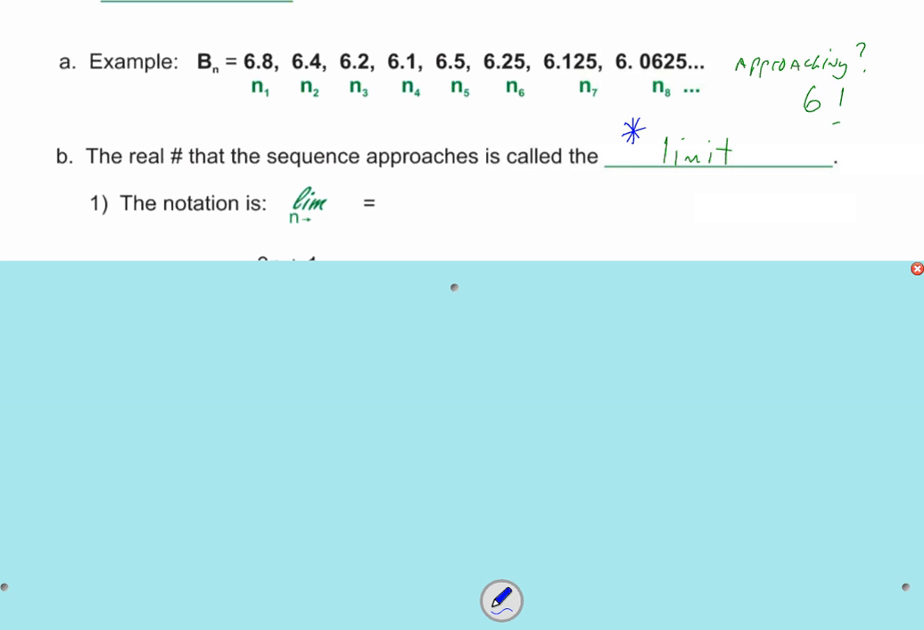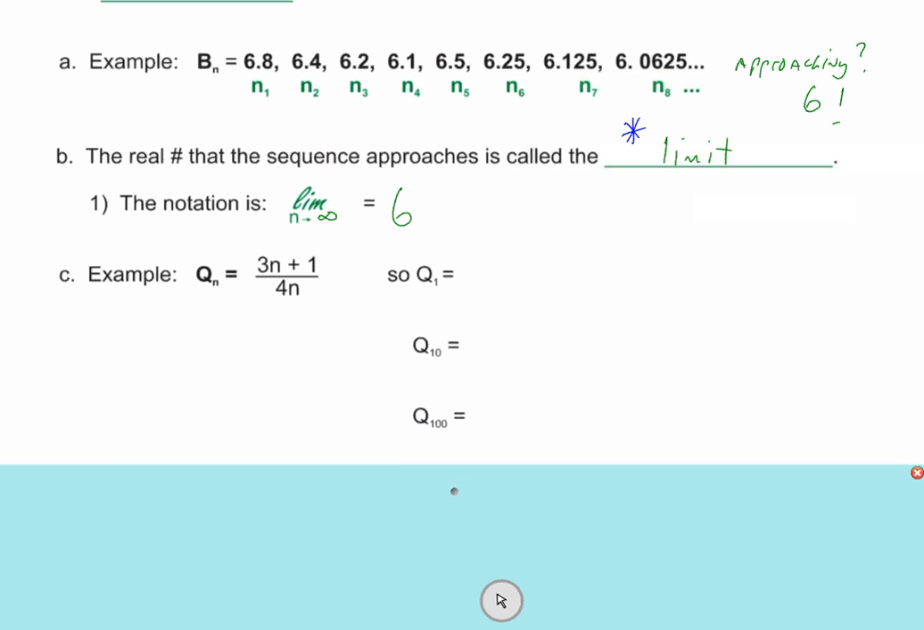All right, the notation is LIM. That's easy. It stands for limit. The arrow there is approaches, and then we need an infinity symbol. The limit as n approaches infinity is 6, right, for our example? So there's your notation: the limit as n approaches infinity is 6.